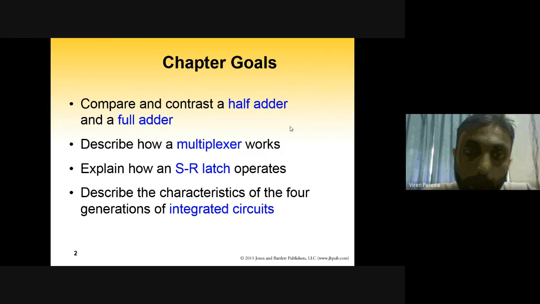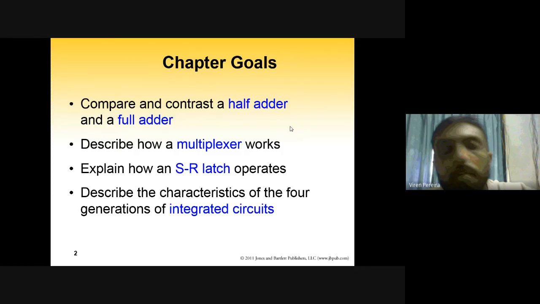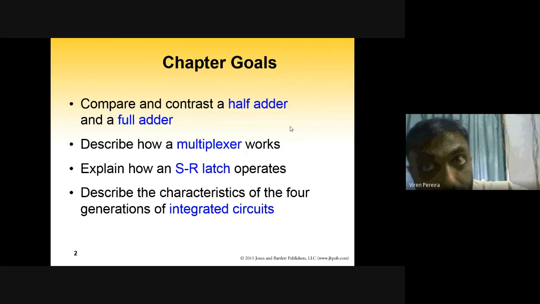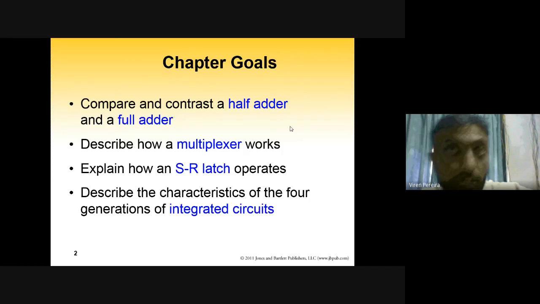Okay, then compare and contrast a half adder and a full adder. Now, what do we mean by adders? Say you have 0 and 0. 0 plus 0 is what? 0. 0 plus 1 is what? 1. 1 plus 1 is what? If it is an OR gate, I'm telling you, 1 plus 1 is what? 1.